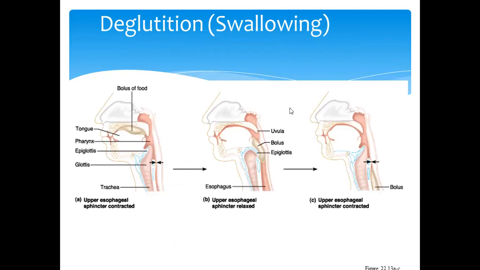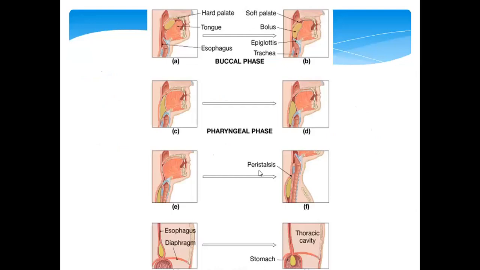Here is the upper diagram for upper esophageal sphincter contraction and relaxation. Here we can see the bolus of food. From here, the upper esophageal sphincter is contracted. Then when the food bolus comes here, the upper esophageal sphincter relaxes and the bolus is pushed down. These are the different stages where the bolus has to pass.